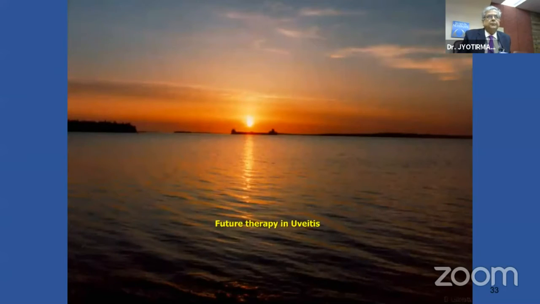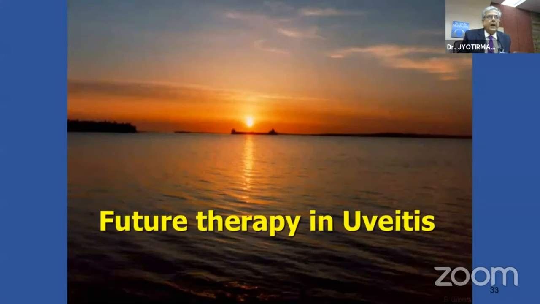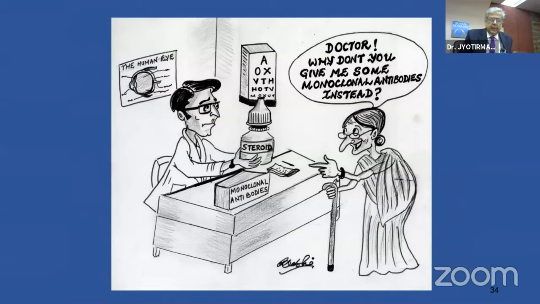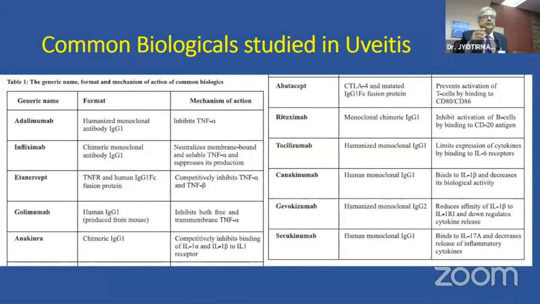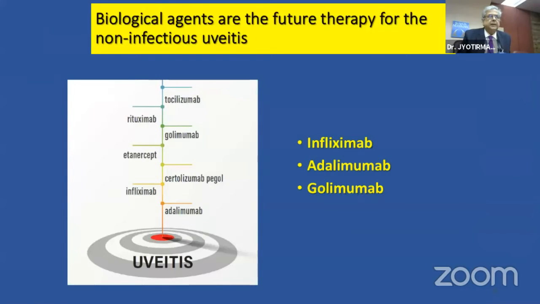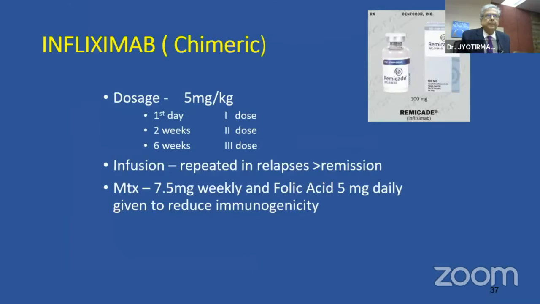But the future therapy of uveitis is biologic agents, monoclonal antibodies, anti-TNF alpha inhibitors, and there is a long list of biologic agents, of which I am familiar with infliximab, adalimumab, and golimumab. Infliximab is a chimeric monoclonal antibody, and its dosage is 5 mg per kilogram, 3 doses initially: first dose on day 1, second dose at 2 weeks, and third dose at 6 weeks.